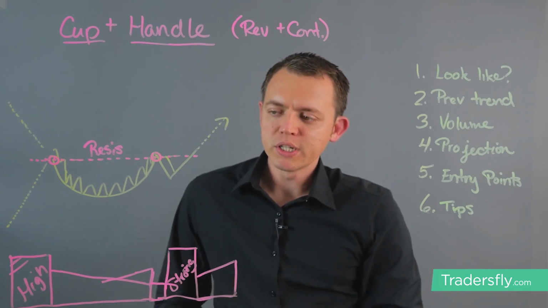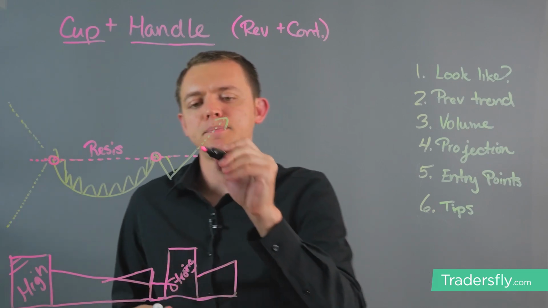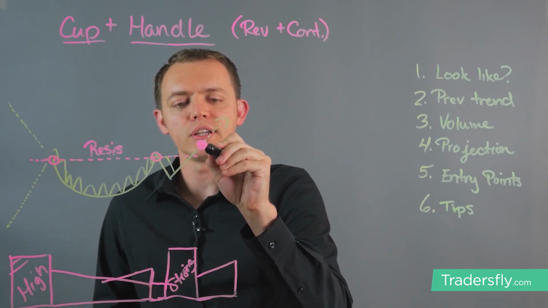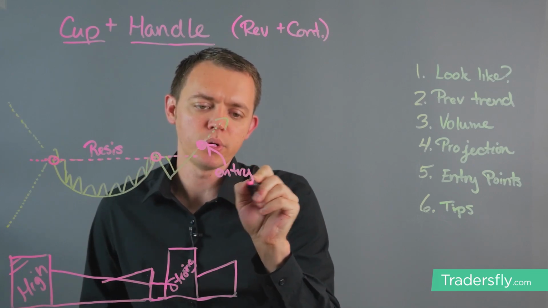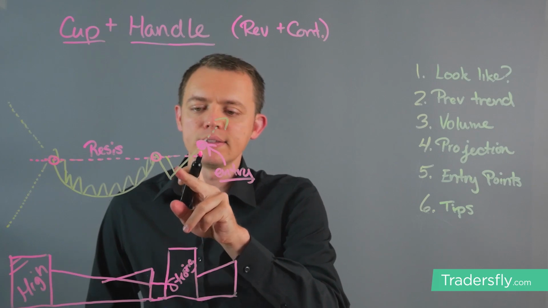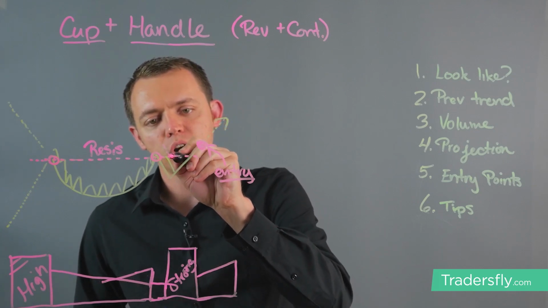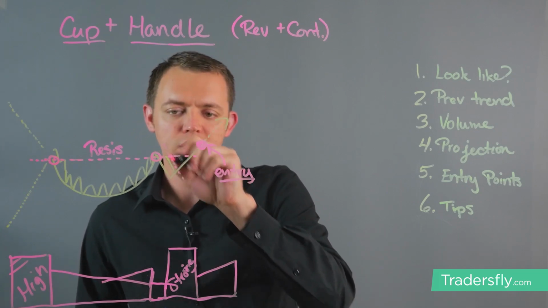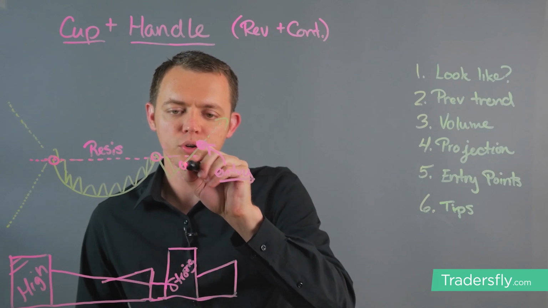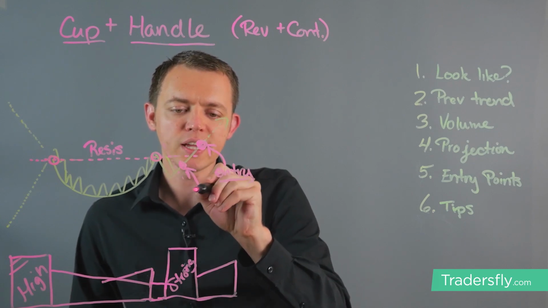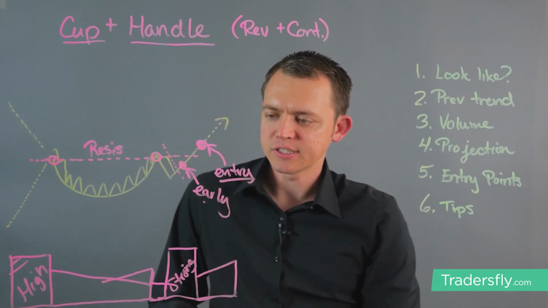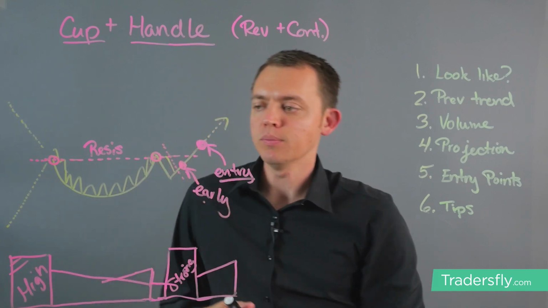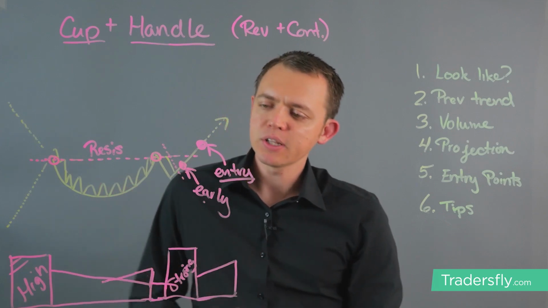Your entry point here would normally, the standard, be right above that resistance level. You could also, if you draw a descending trend line on this handle part, create an entry point here, but that's an early entry point, simply because you don't know if it's going to continue moving lower. So that's typically what you're looking at.